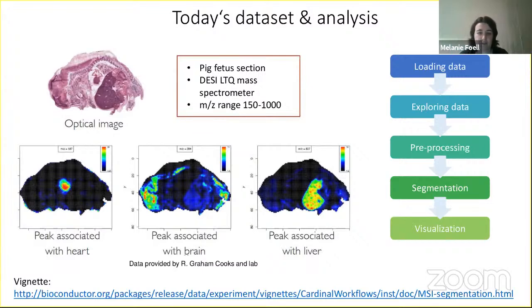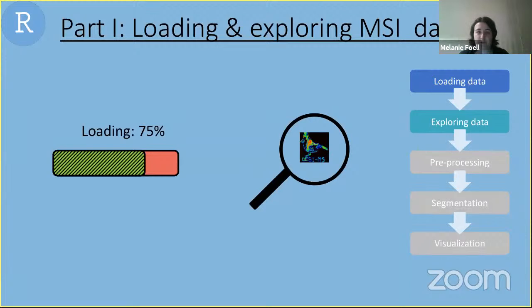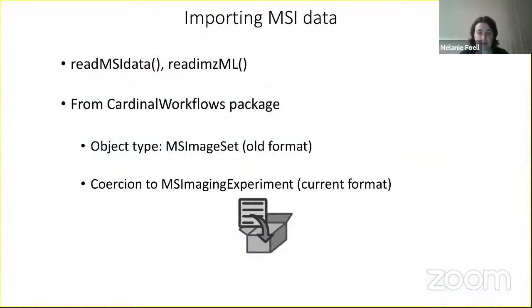As I said, what we are doing today is part of the vignette, which is also available from the Cardinal homepage I sent previously. So what are we going to do now? First, we load and explore the MSI data. Normally we have an imzML file that we load with the readMSIData or readImzML functions. But today we will use a data set from the CardinalWorkflows package, so we can easily load it directly from the package. We just need to be careful because this is still stored in an old format, so we will coerce it into the current MSImagingExperiment type of object.